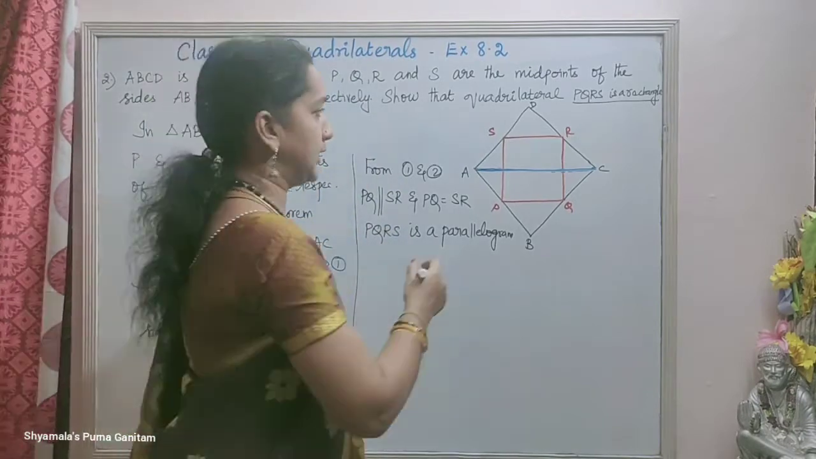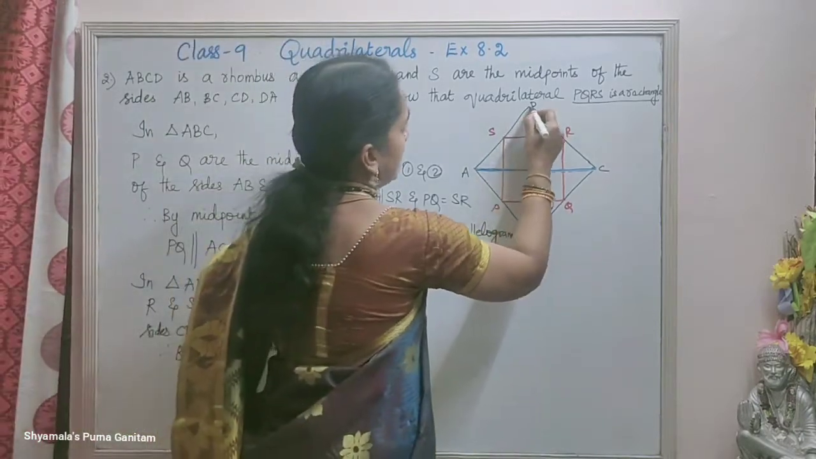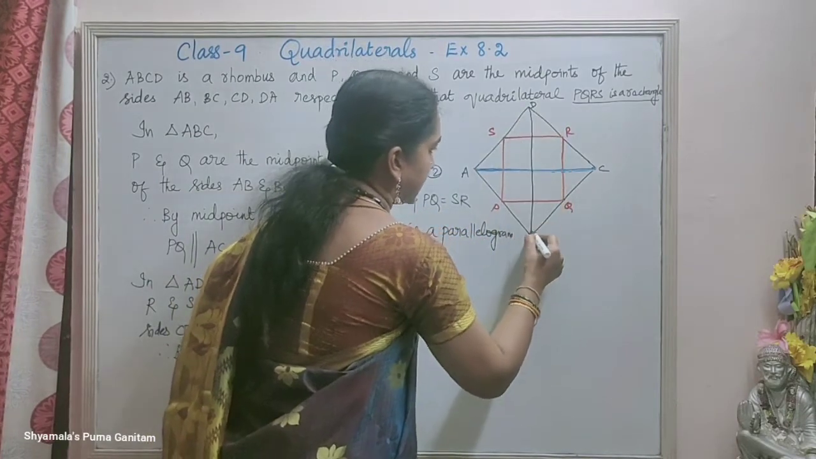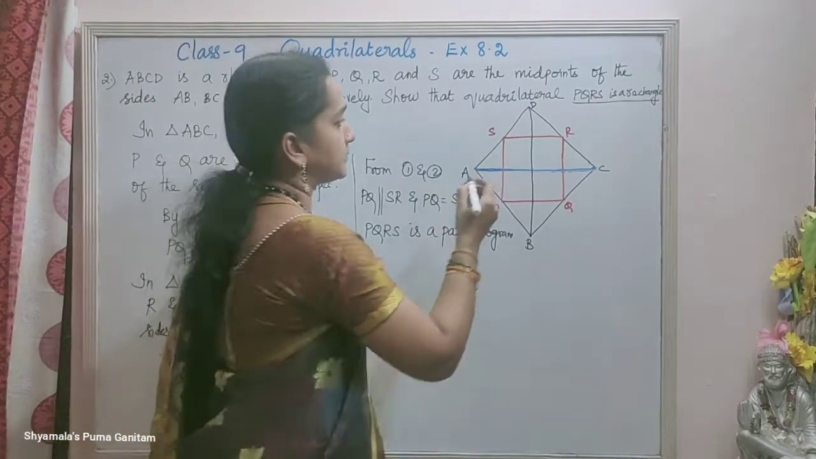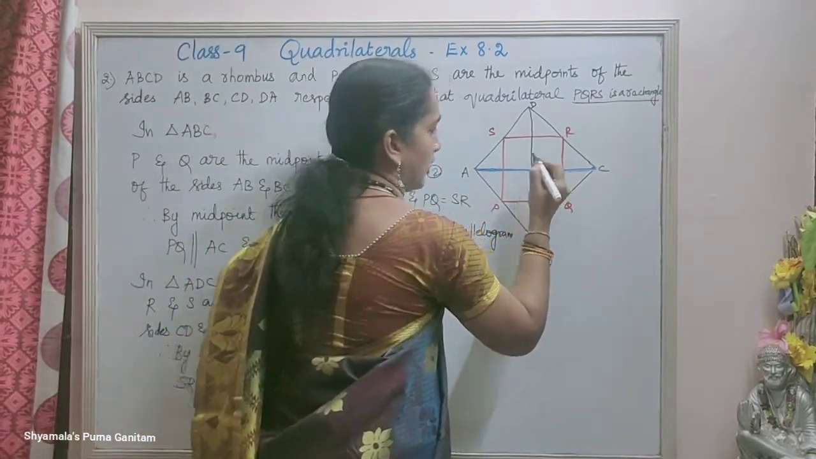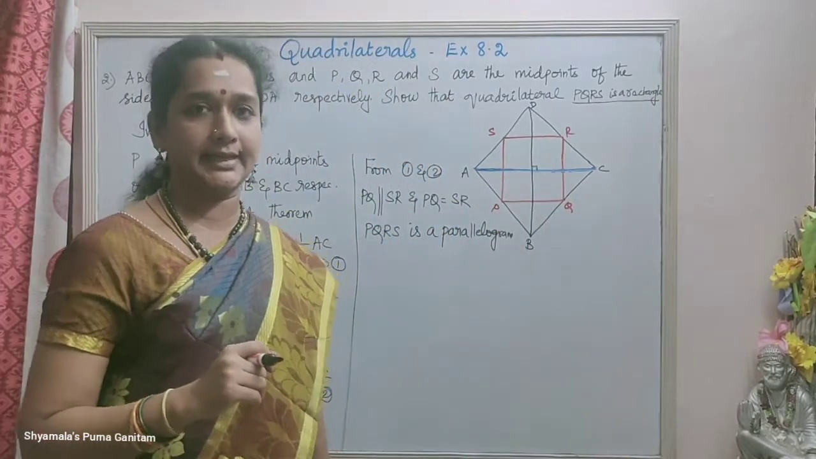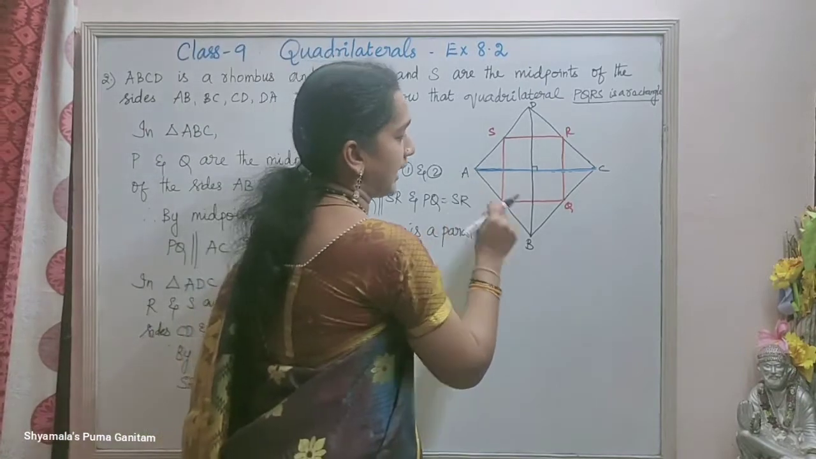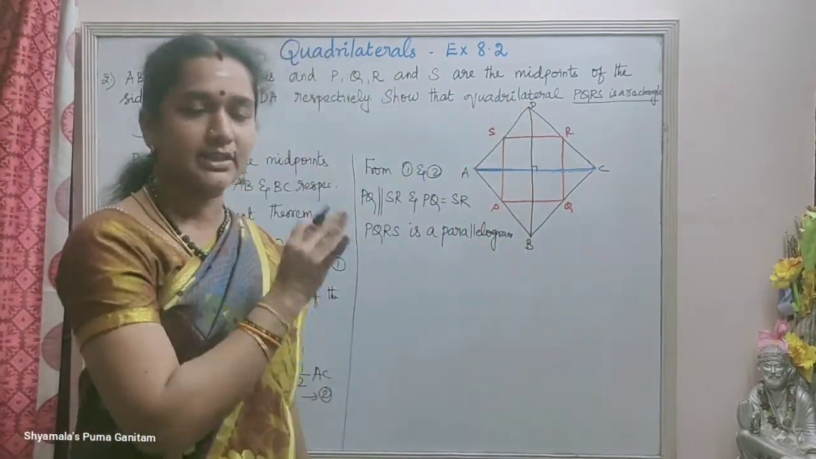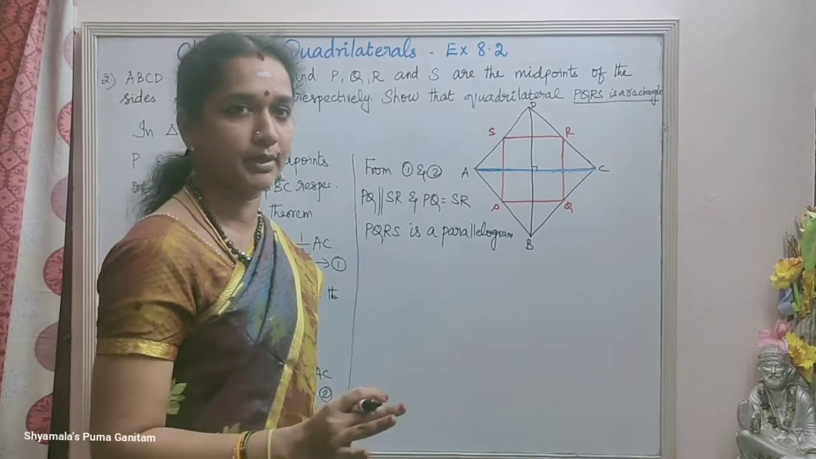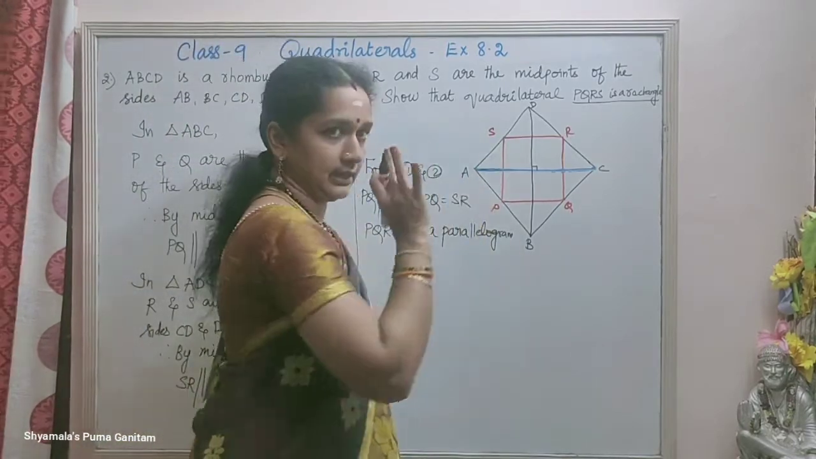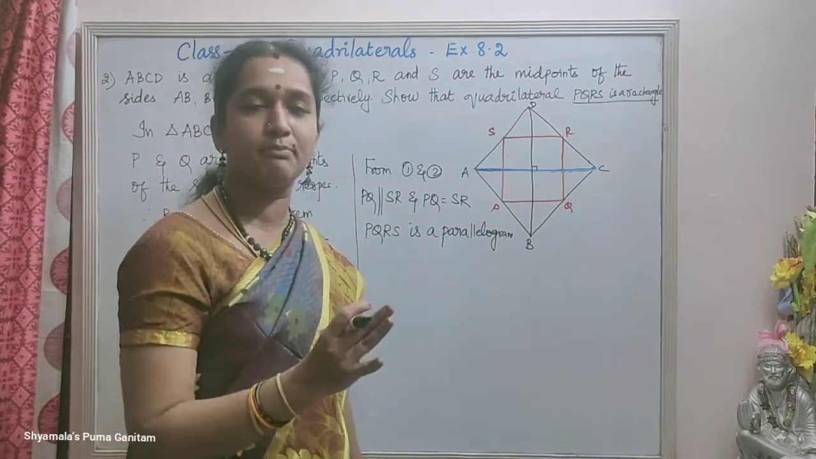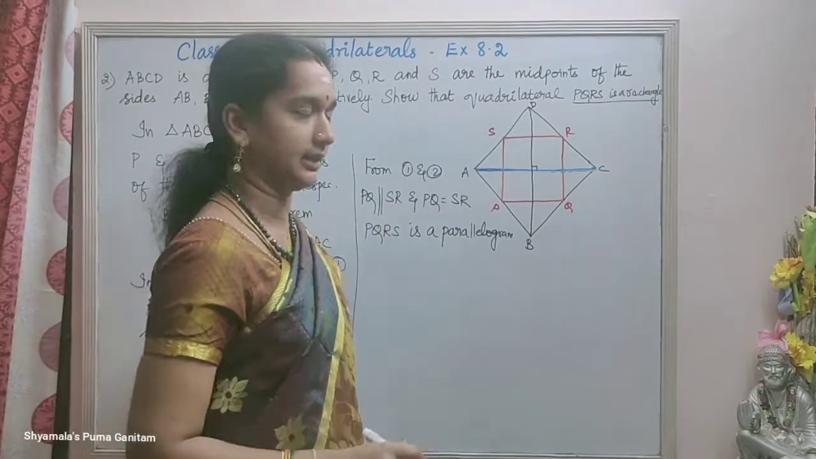So, for proving this, we know in the question it is given that ABCD is a rhombus. We know that diagonals of a rhombus bisect at right angles. So we know that ABCD is a rhombus, and for a rhombus, the diagonals bisect at right angles.